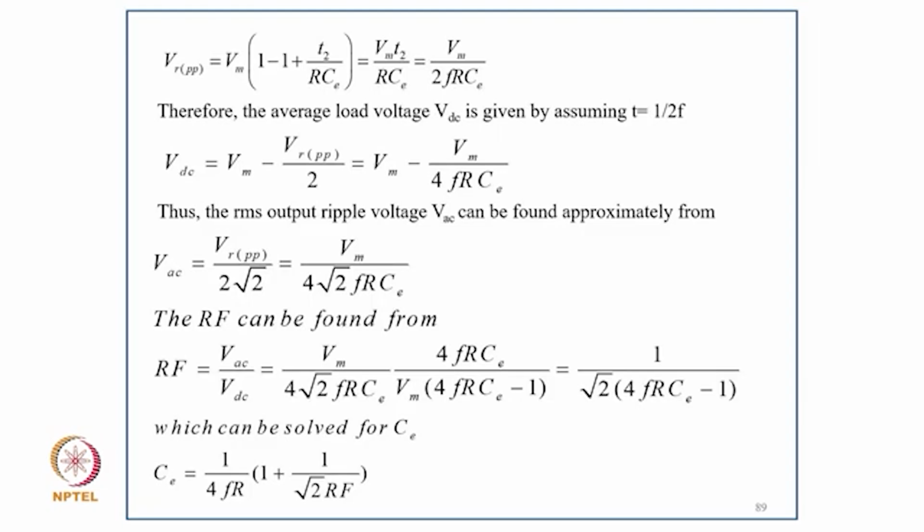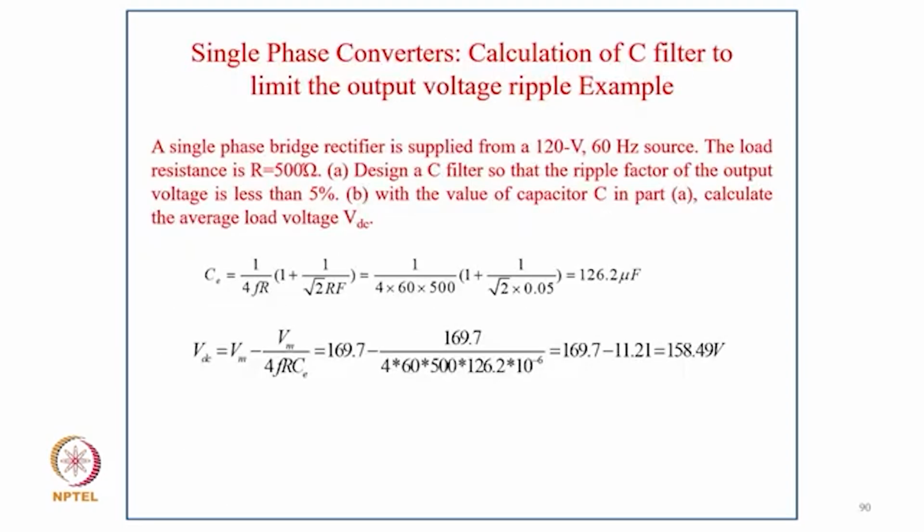The ripple factor can be found out: RF equal to Vac upon Vdc, and that is Vm upon 4 root 2 fRC into 4fRC upon Vm in bracket 4fRC minus 1, and that becomes 1 upon root 2 in bracket 4fRC minus 1, which can be solved for C. So C equal to 1 upon 4fR in bracket 1 plus 1 upon root 2 RF.